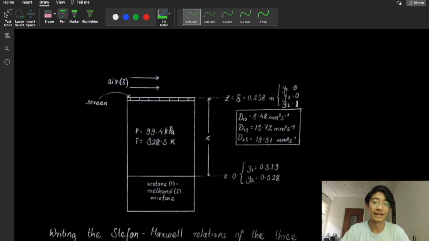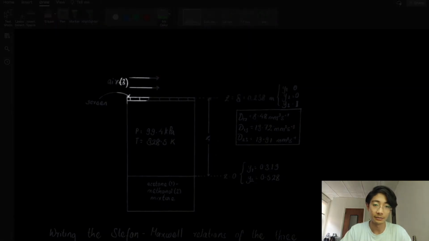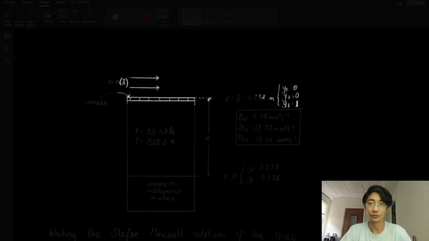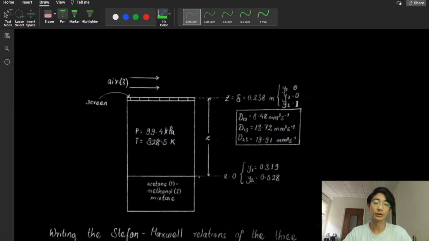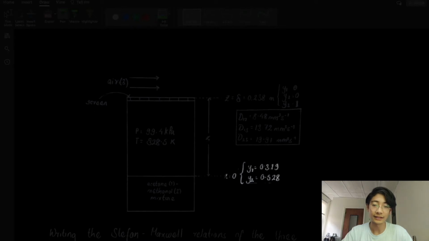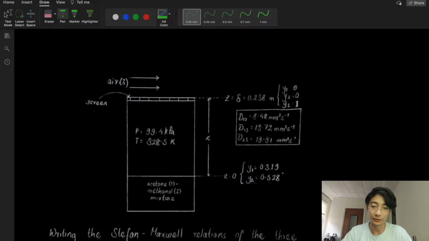So what this means is that the molar concentration of acetone and methanol at the very top here is actually equal to 0. And since we know that the total mole fraction should always be equal to 1, the mole fraction of air in this area should be equal to 1. So likewise, what we've been given is that at the gas-liquid interface right here, the mole fraction of acetone is 0.319 and the mole fraction of methanol is 0.528.